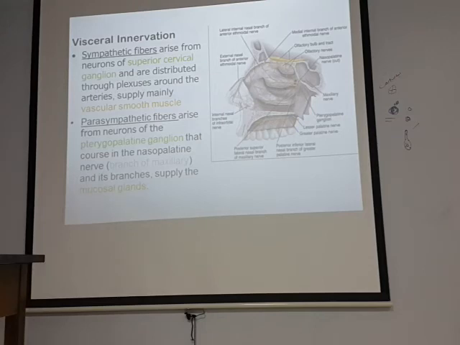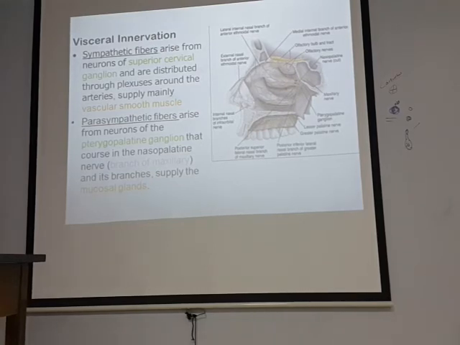Next is the visceral innervation, that is by the sympathetic and the parasympathetic. The sympathetic fibers arise from the neurons of the superior cervical ganglia. There are superior, middle and inferior cervical ganglia, and in that, it is from the superior cervical ganglia. They are distributed through the plexus around the arteries supplying the nasal cavity, mainly supplying the vascular smooth muscle. And parasympathetic fibers arise from the neurons of the pterygopalatine ganglia.